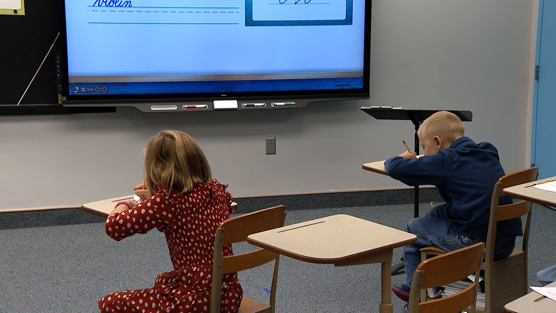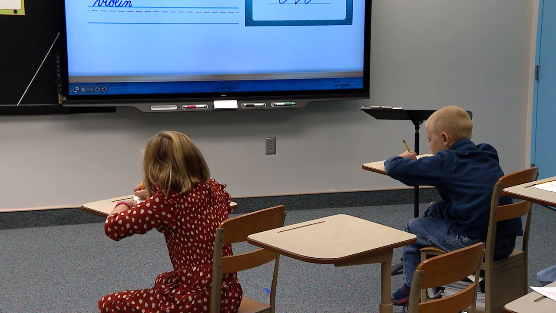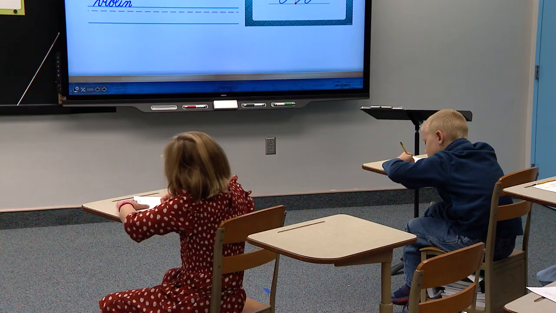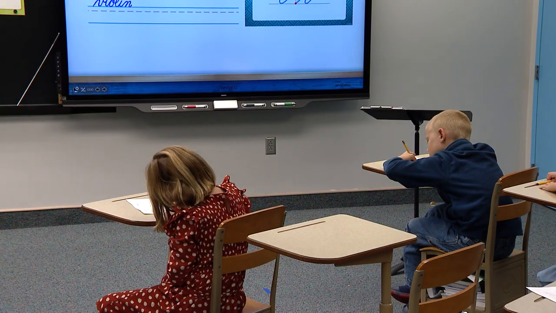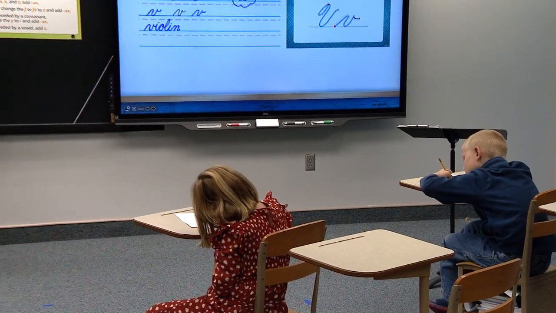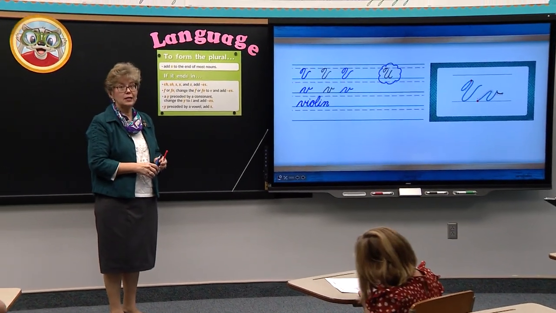When you have completed writing the word violin, would you trace and write capital U, lowercase letter u, noticing the difference between the U and the V? U connects. Lowercase letter v would connect. Capital letter V does not.